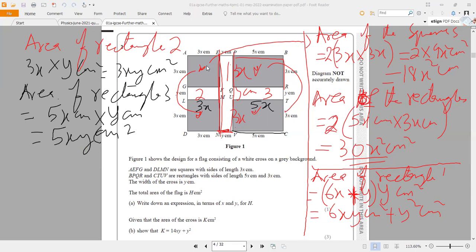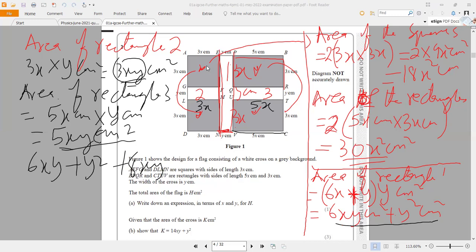So the total area of the cross will give us this plus this. So we have 6xy plus y squared. These 2 will give us 8xy, plus 8xy. Everything in centimeters squared. Good.